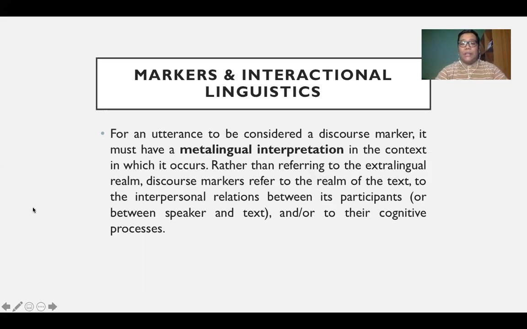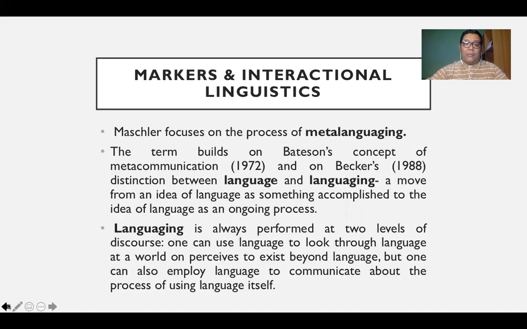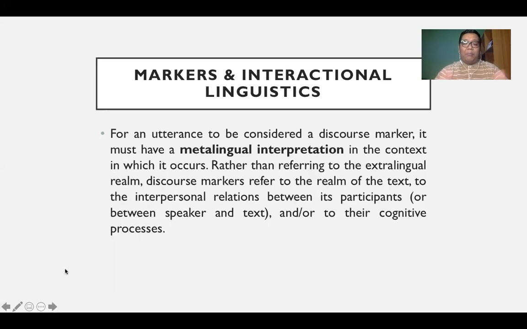For an utterance to be considered a discourse marker, it must have a metalingual interpretation. This is what Maschler suggests to us. It must have a metalingual interpretation in the context in which it occurs. Rather than referring to the extralingual realm, discourse markers refer to the realm of the text, so the text in itself, to the interpersonal relations between its participants. So primarily, we also need to consider the communicative event, the interaction between discourse makers during the conversation or the interaction, and or it could also be their cognitive processes, the way they mentally represent all of these discourses uttered during that specific speech event or communicative event.